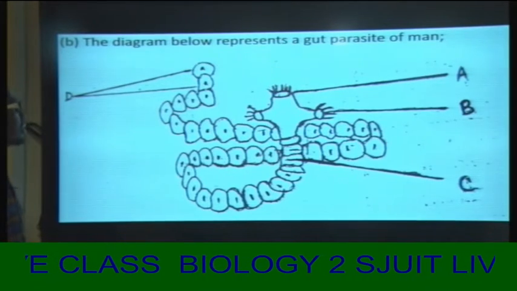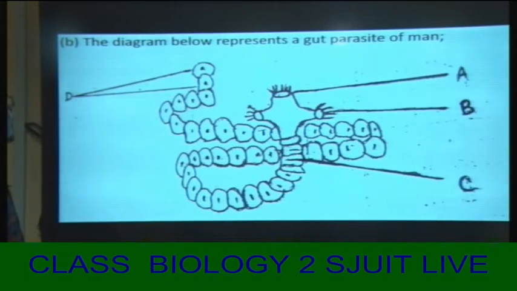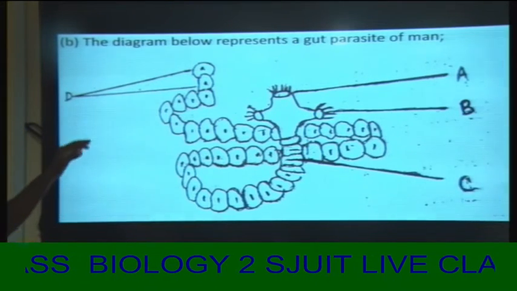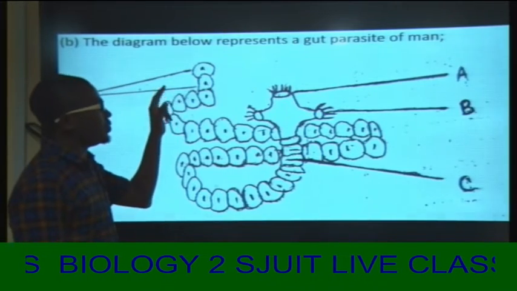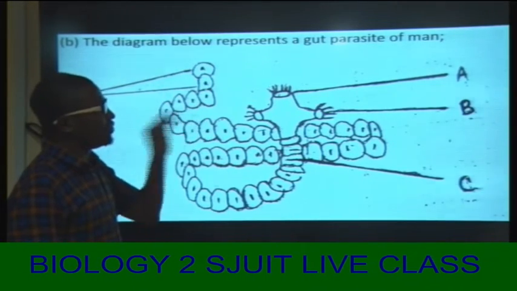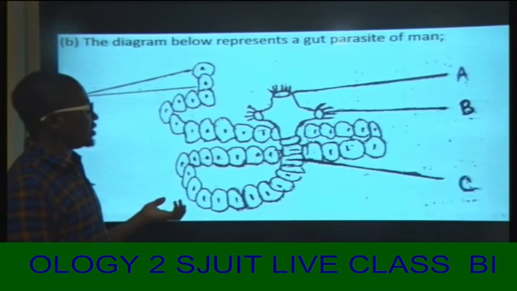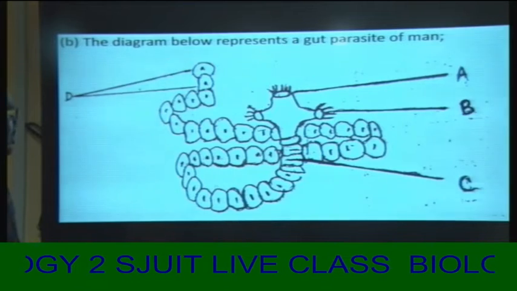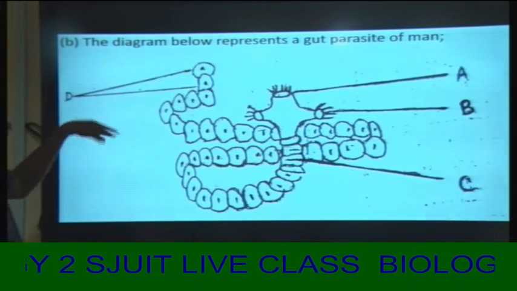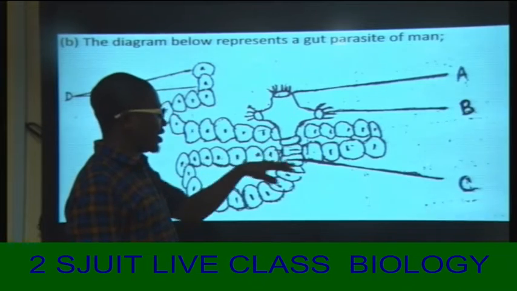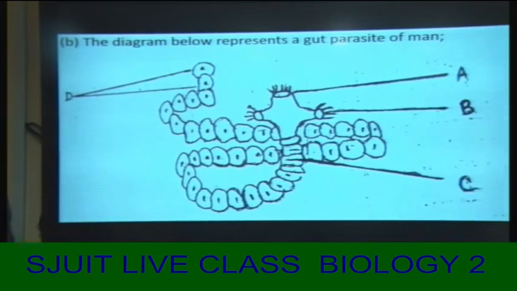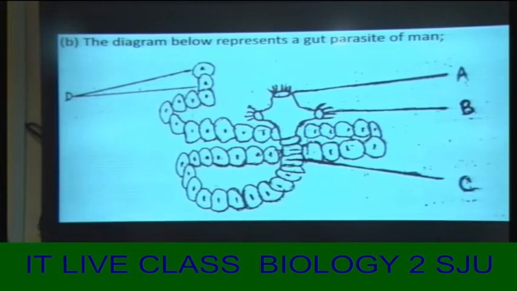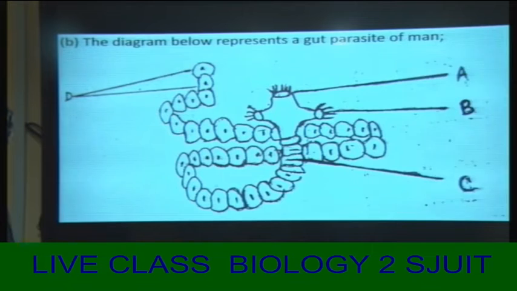Now let us see question number 1B. Here we have been given a diagram. The diagram below represents a gut parasite of man. This parasite is found inside the gut of a man. Then we have parts here: part A, part B, C and D. These parasites here, of course, are tapeworms.